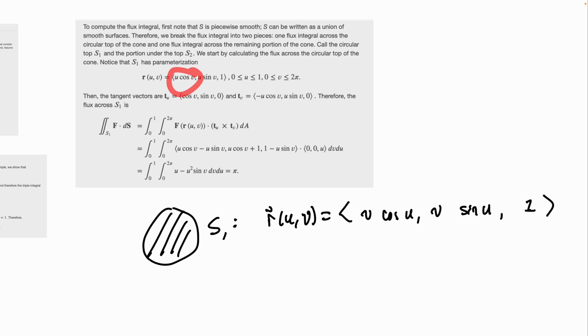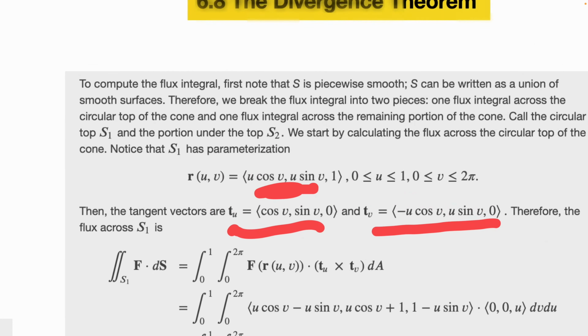Looks like I copied it wrong. So here, that is v, 0 to 1, and then u as theta from 0 to 2 pi. So I copied that wrong. Okay, you can compute partials in the u direction, partials in the v direction. This is something that we've done many, many times, so I'm just going to gloss over it.